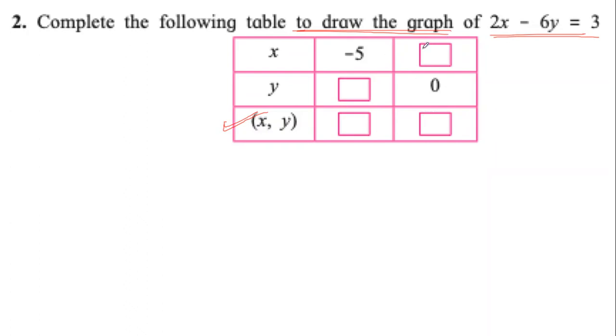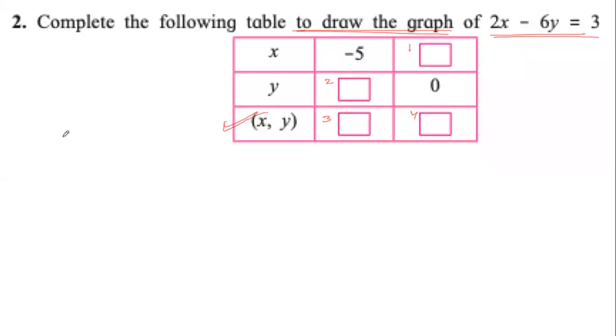Let us number these questions: 1, 2, 3, and 4. Now I'm going to solve question number 1, and then you will try to find the answers for 2, 3, and 4. This is how we will do it.